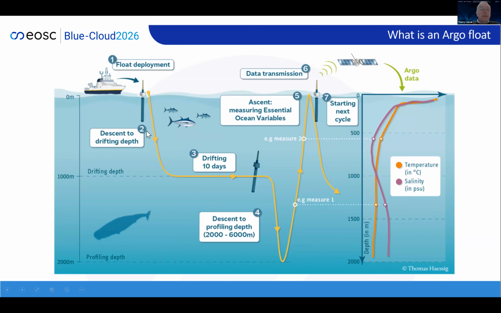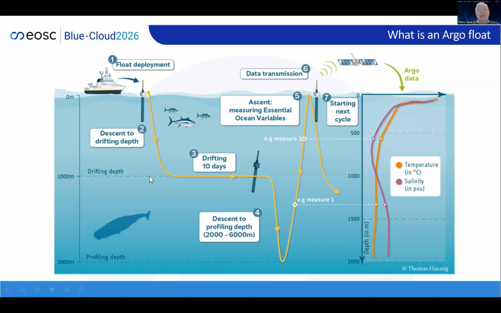So just a quick look here. What is an Argo float? An Argo float is a cylinder which is about 1 meter high, and that is deployed from a ship. So a research cruise ship, but also more and more from sailing ships. So the float is deployed in the ocean.